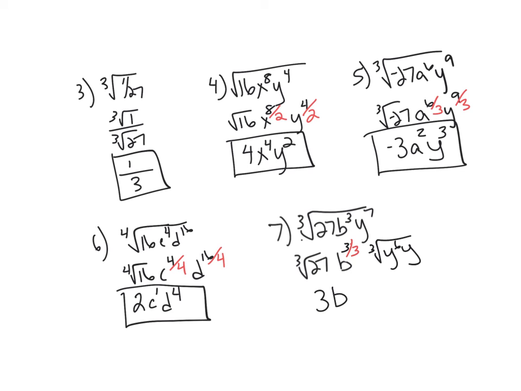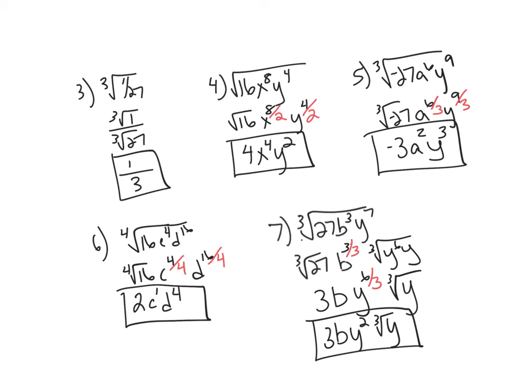Now, why would I want to rewrite y to the 7th as y to the 6th times y? Well, now I can take y to the 6 and divide this by 3. But notice y to the 1st, I'm not going to be able to easily divide that by 3, so that stays under the cube root. So one last simplification, we have 3, we have b, 6 divided by 3 is 2, and we have the cube root of y. That's my answer.